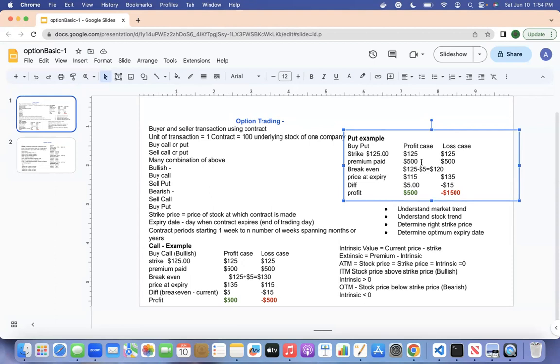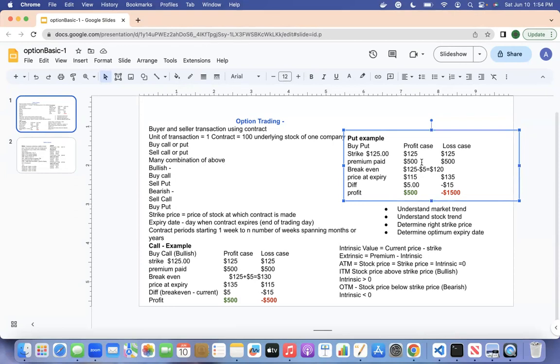So let's say Apple stock is now 115, but you have the right of selling at 125. The difference is $10, so the total profit is supposed to be $1,000, but you paid a $500 premium. That will be debited from the overall calculation. So 1,000 minus 500 will be $500 profit in your case.